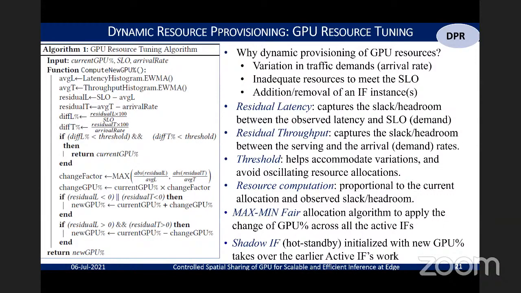So now the next challenge is how can we overcome this if we have to retune, but at the same time, we don't want to pay the penalty of a huge downtime. So we leverage what we call shadow inference functions, where for every instance, we host another instance that is also running at the same time, but it has not initialized anything with the GPU. So it is free to go up with whatever GPU percentage that you want, and it can be done at runtime.